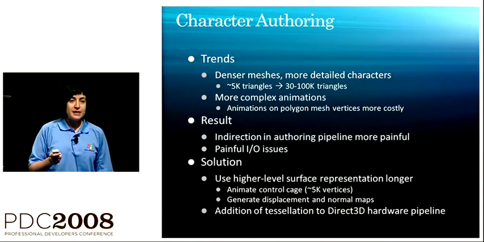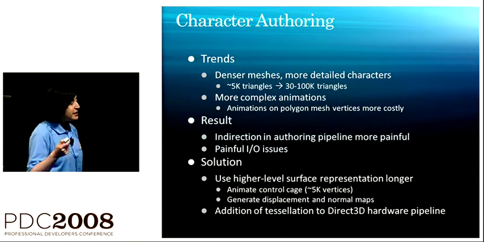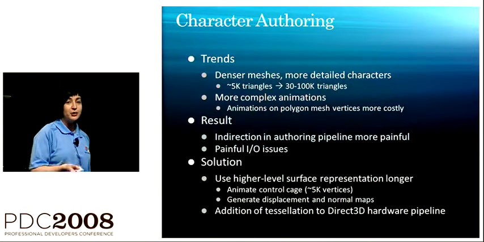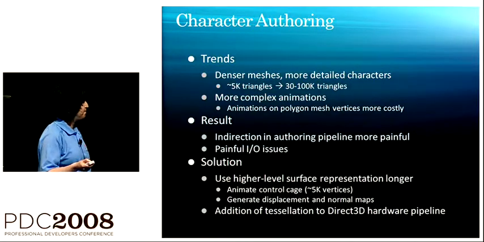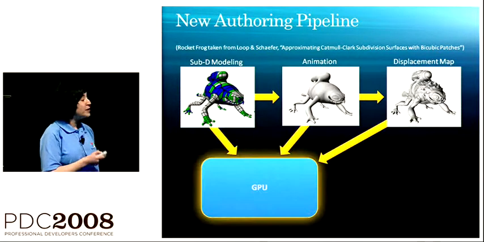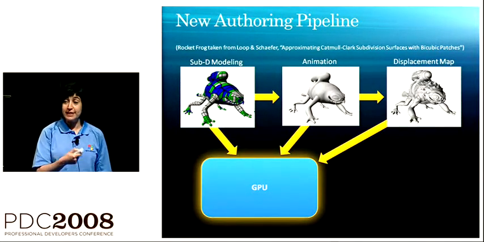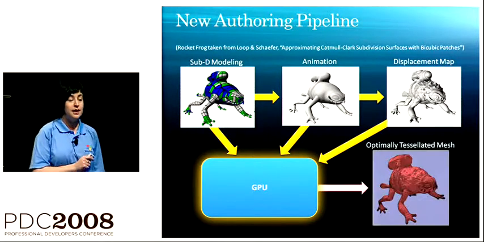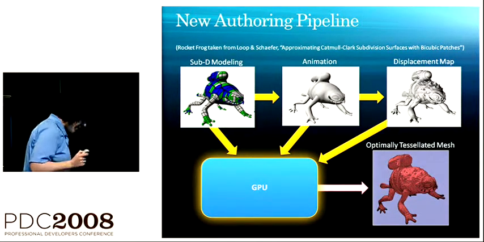So the solution is basically we want to be able to use these higher level surface representations longer, and that means adding tessellation to the Direct3D 11 hardware pipeline. So what we're doing is we're still taking this, but now we take all this information and send that to the GPU, and then we can tessellate that at runtime.